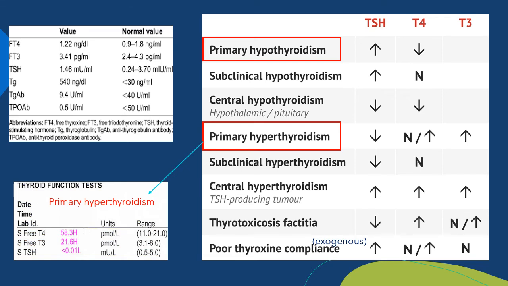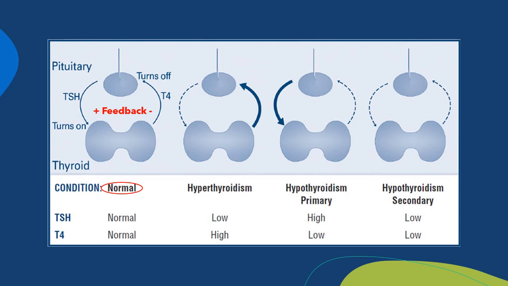Okay, another chart to show you the various levels. Normal, TSH and T4 levels will be normal. Hyperthyroidism, TSH will be low, T4 will be high. Hypothyroidism, high TSH, low T4, and secondary hypothyroidism, both TSH and T4 will be low. Okay, as shown in this graph here.